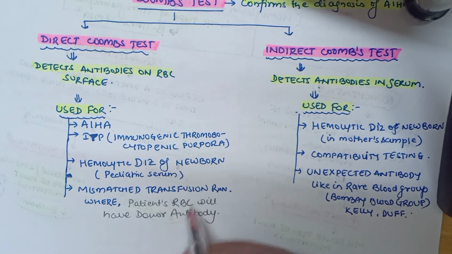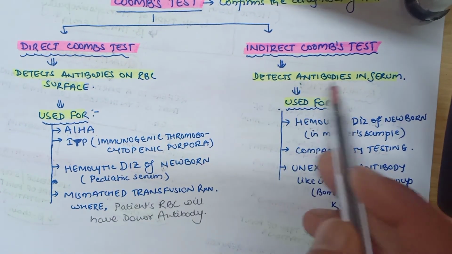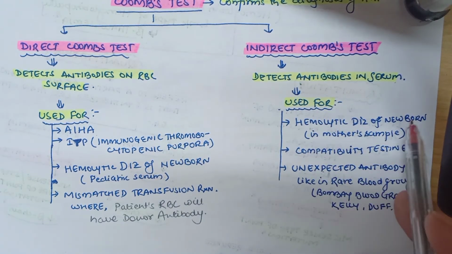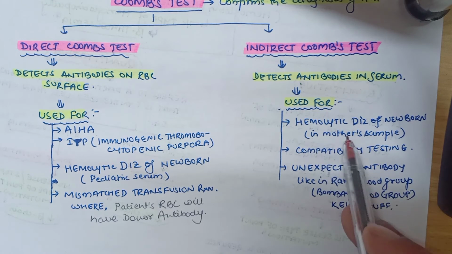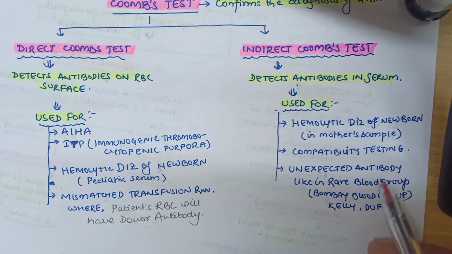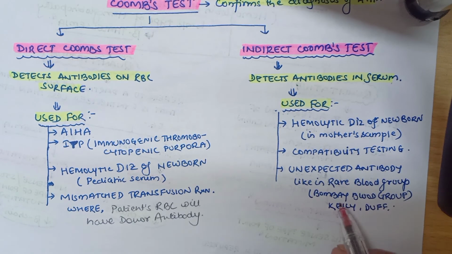will have donor antibody. Indirect Coombs test detects antibodies in the serum, and it is used for hemolytic disease of the newborn in the mother's sample. It can also be used for compatibility testing and unexpected antibody, like in rare blood groups like Kell, Duffy, Bombay blood group, etc.